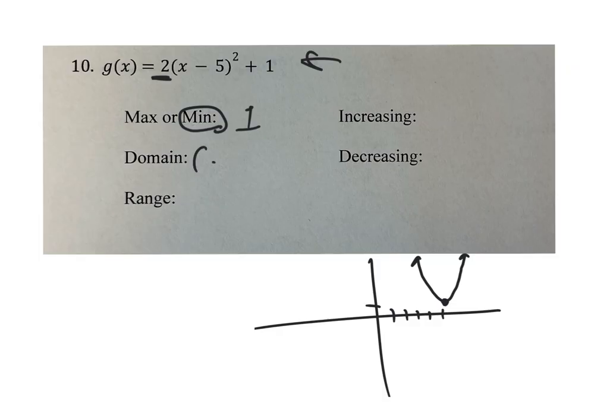Domain, every parabola goes left and right forever, so it's all reals. The range goes back to this. Remember, range is the y. It touches the 1, it goes from 1, then it goes up forever, so I'm going there.